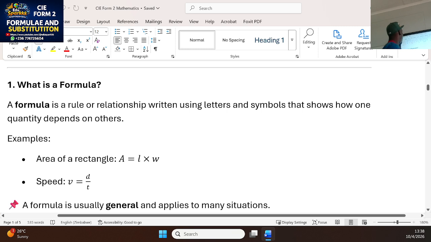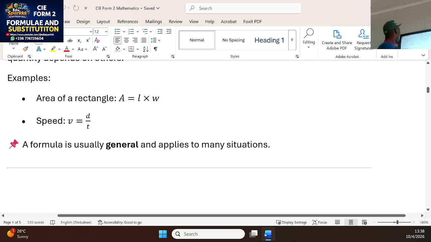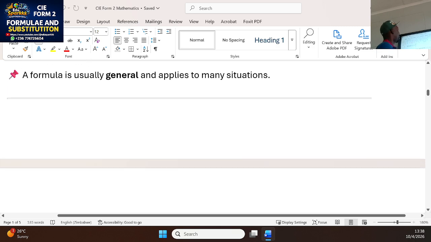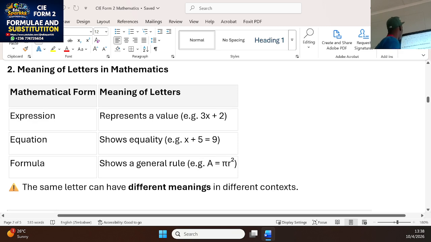So there is a problem. What is a formula? This is a rule or relationship written using letters and symbols that shows how one quantity depends on another. For instance, you have a formula for calculating area, one for speed. A formula is usually general and applies to a variety of scenarios. So, the meaning of letters in mathematical terms or context.